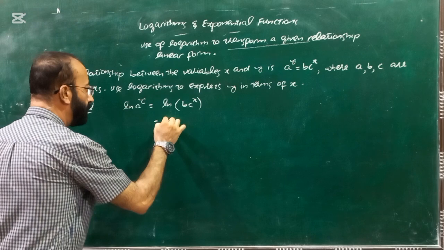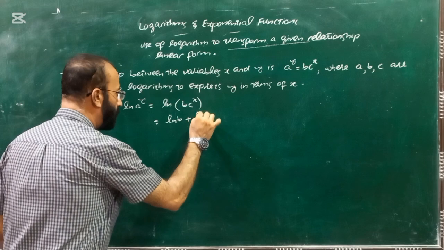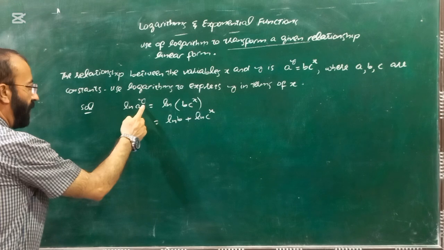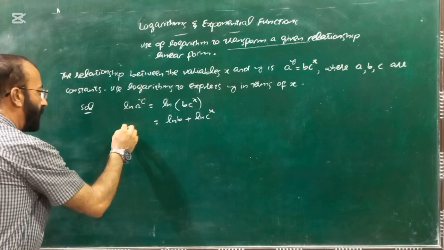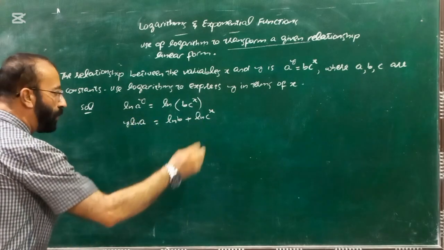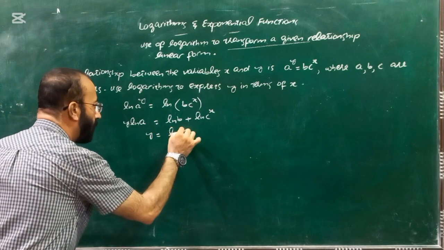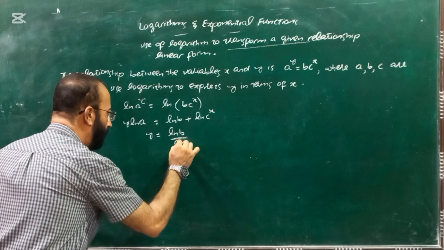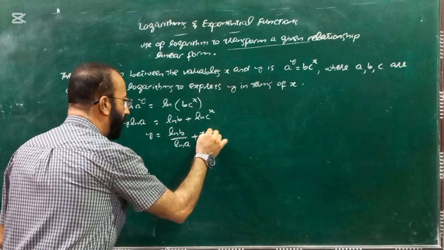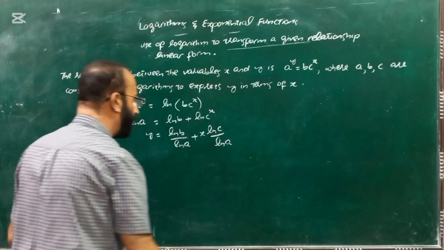The next step will be, because two values are multiplying, their logs will be added. So log of b plus natural log of c raised to power x. This y which is in power will come before the log. So y natural log of a. Divide both sides with natural log of a. So y will be equal to natural log of b over natural log of a, plus this x will come before the natural log. So natural log of c over natural log of a.